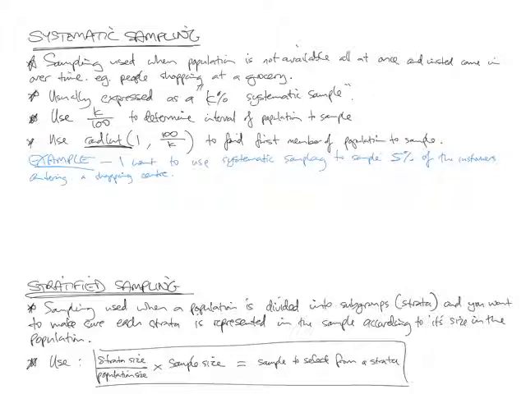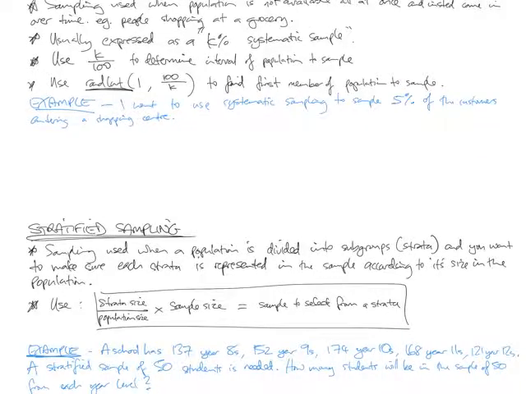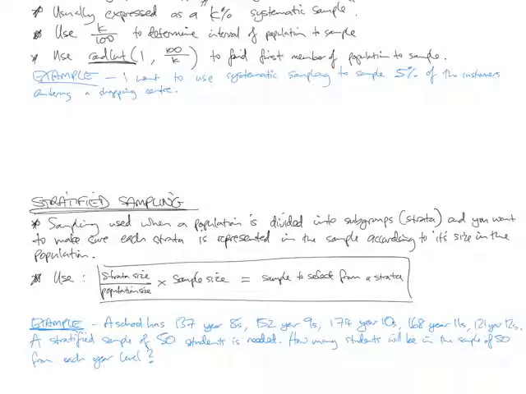So I want to use this example here. I want to use systematic sampling to sample 5% of the customers entering a shopping centre. So k over 100 is going to tell me the interval. I want 5%, so it's going to be 5 over 100. It's going to be 1 over 20, therefore every 20th person, or 1 in 20 people, are going to be sampled.